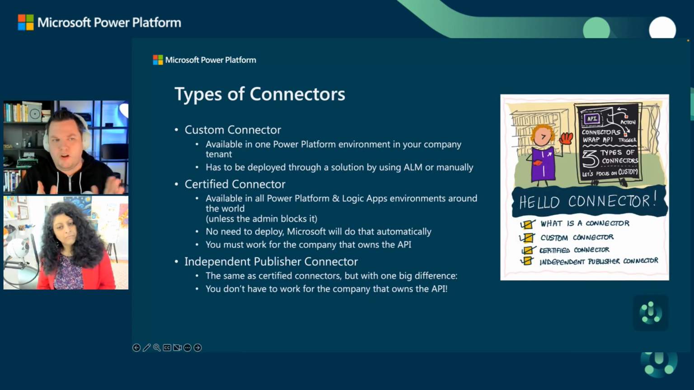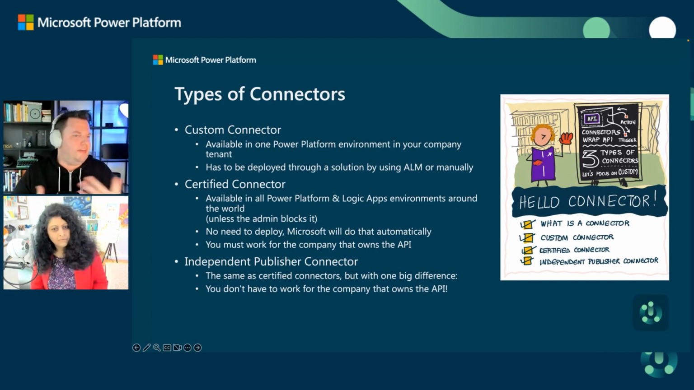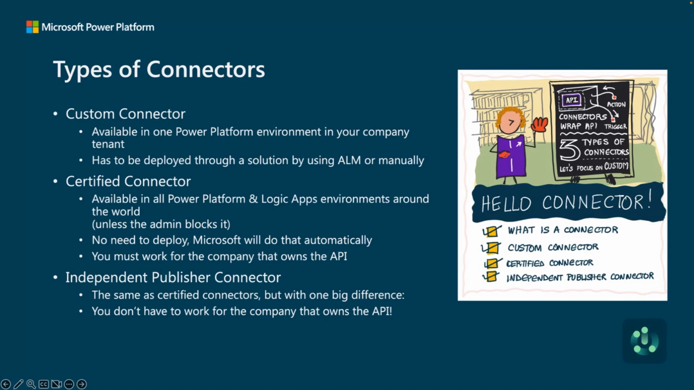So to talk a little bit more about the types of connectors, because you were already asking what is a custom connector. Well, a custom connector is basically what you always use as a start for the other connectors too, because you need to build a custom connector first, and that's a connector that's available in one Power Platform environment in your company tenant. And when you have that, you can edit your connector, you can add operations, responses, requests, etc. And it has to be deployed through a solution by using application lifecycle management, or ALM. You can do it manually as well.